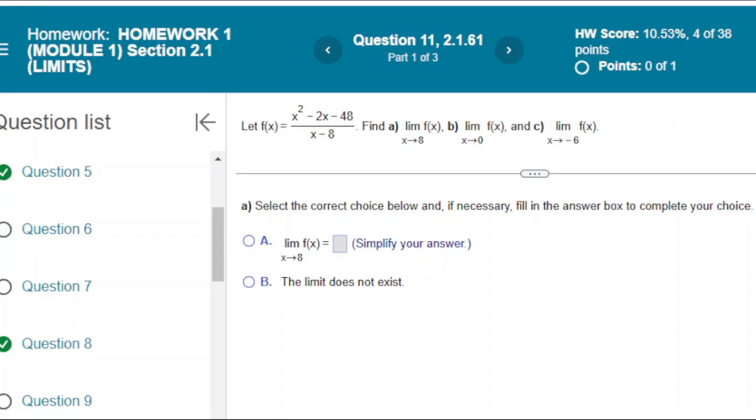Well, you're going to do that just like the previous ones that we did. You're going to factor this. So you can rewrite it as limit as x approaches 8 of this. Then factor this. You should get x minus 8 being a factor in both the numerator and denominator, and you can cancel those. That's how you can figure out part A. Actually, parts B and C are easier because when you plug in 0 and when you plug in negative 6, you're not going to get 0 down here. So you just plug in those numbers. That'll give you the correct answer.